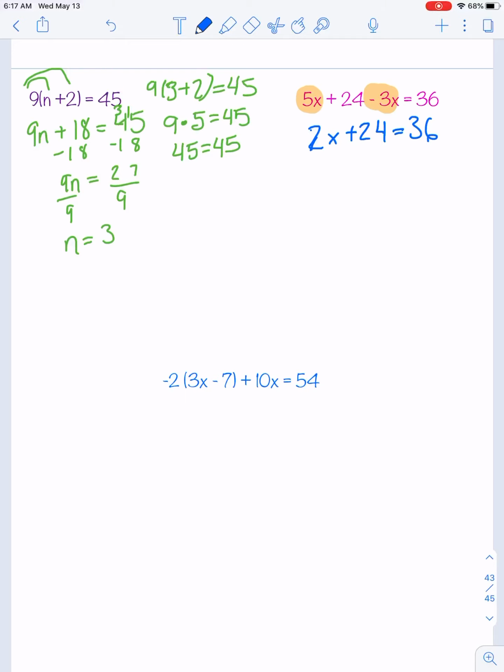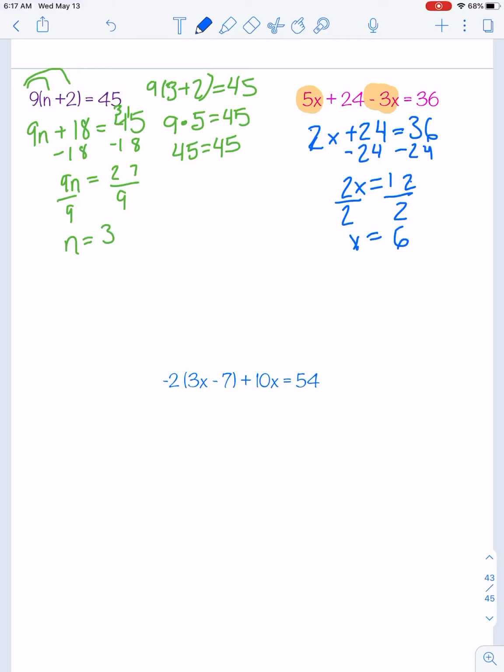Now I can isolate my variable and my coefficient. So I minus 24 from each side. I have 2x left on my left side, and I have 12 on my right side. Now the inverse of multiplication is division. So I have x equals 6. And we can go back and check that one.